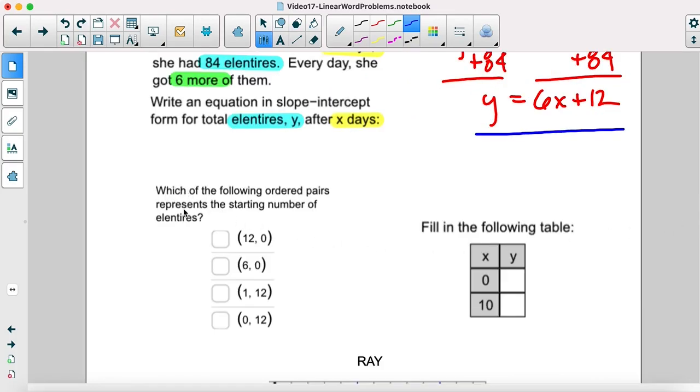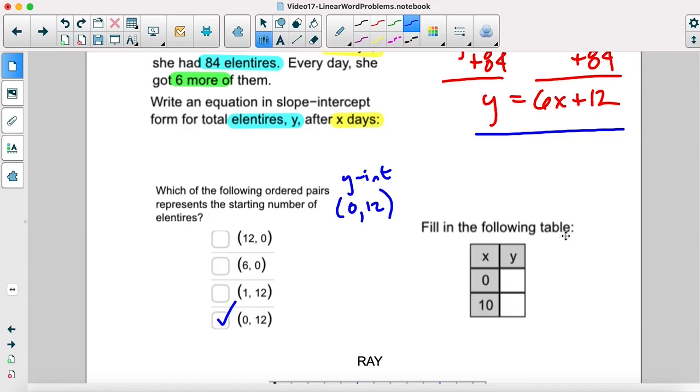The next question here says, which of the following ordered pairs represents the starting number of Ellentires? Well, starting number we already know. The starting point is 12, right? Our y-intercept is 12. 0 comma 12, right? So when y is 12, x is 0. So if we look at our list of points here, the last one is the one that matches that.